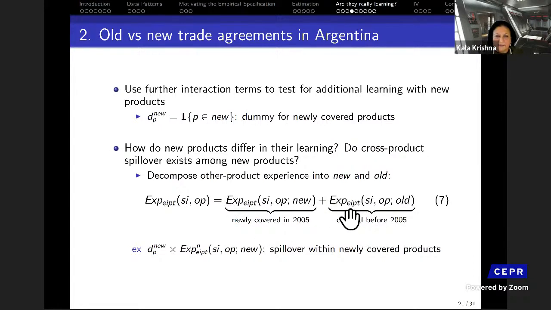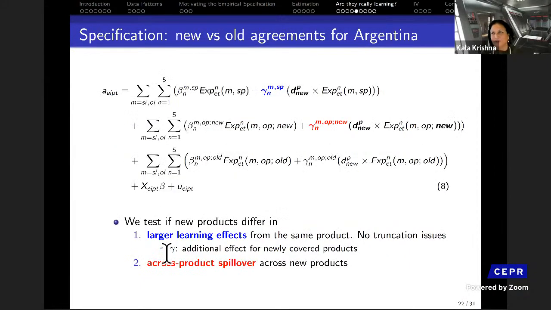Okay? And this is saying, okay, without this dummy, we have possibly a different effect with experience in products that are newly covered versus products which were covered before 2005. And now with this dummy, we're saying, is this effect differential when you're exporting a new product versus when you're not exporting a new product? So this looks even more horrendously ugly, but that's what we're doing. Okay? And so we test if the new product differs in terms of larger learning effects from the same product. Of course, with the new products, we have no truncation issues, so we should expect to see that. And cross-product spillovers with new products.